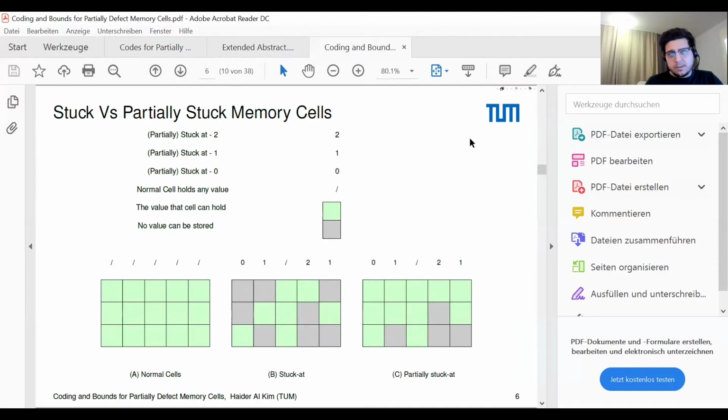So this figure summarizes the idea. From the left, the normal cell can store any information, while in the stuck-at scenario, the classical stuck-at or, as we call it, the fully stuck cell, we can store only the exact value in the memory. So for instance, we can store this level, but not the other levels, or we cannot go up or down from this level. While for the partially stuck cell, we can store this level or more, so at least the stuck level.